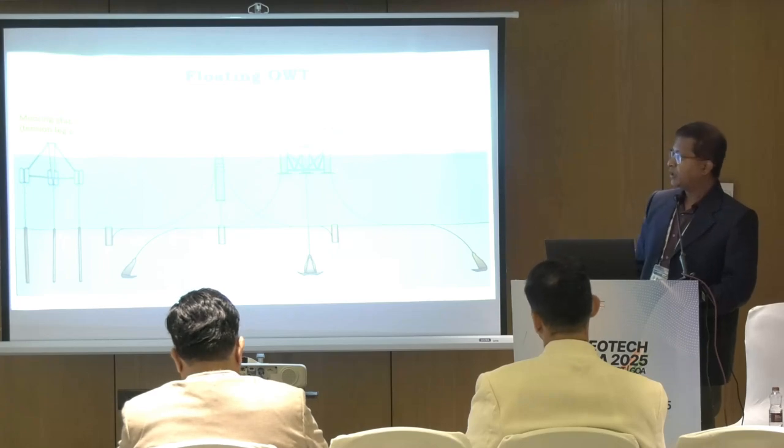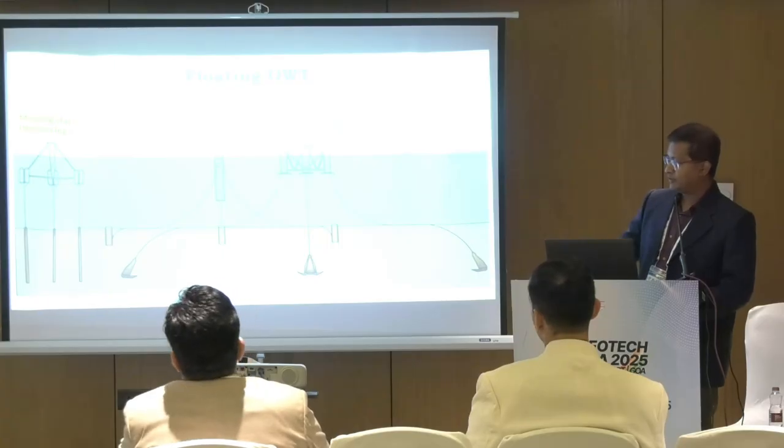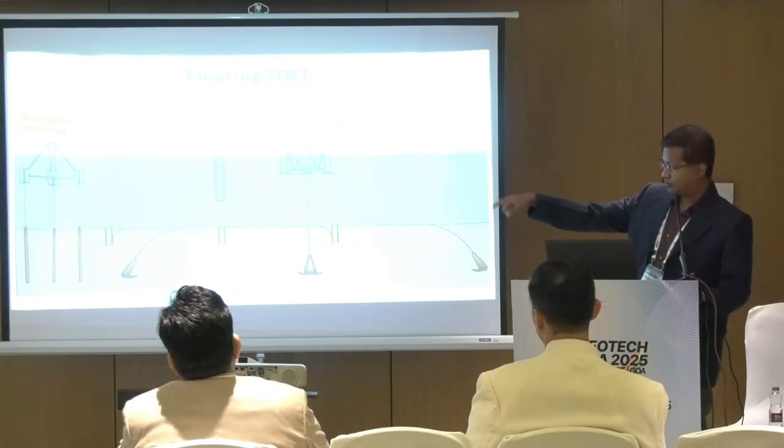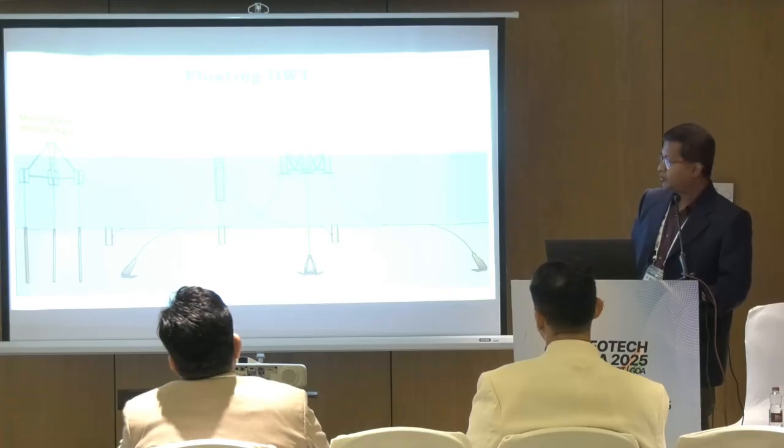So these are the typical schematic diagrams of three different types of structure. TLPs are basically floaters connected with tension legs. These are basically tendons, which are connected with those floaters. Spar buoy systems are basically buoyancy-stabilized systems. It's a single column structure, and mostly it is deployed in deep water, maybe more than 100 meter water depth.